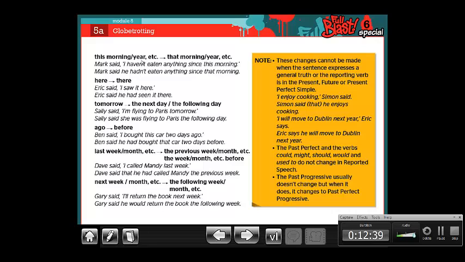You have here this morning, it will be that morning. In this, it changes into that. This year, it will be that year. Here, it will be there. Tomorrow, the next day, or the following day. Ago, it will be before. Last week, it will be the previous week, or the previous month, or the week before, or the month before. Choose either one. You have here next week in the future, it will be the following week, or the next month, it will be the following month. Okay.